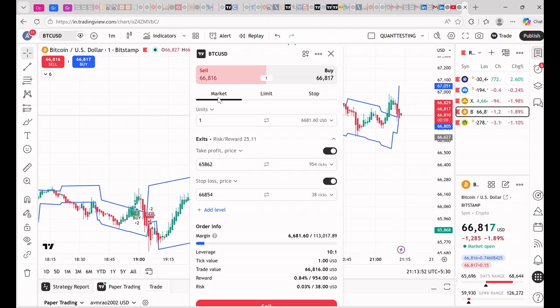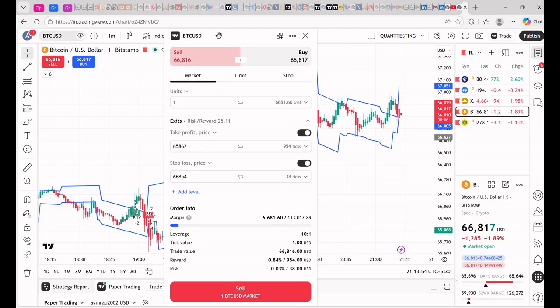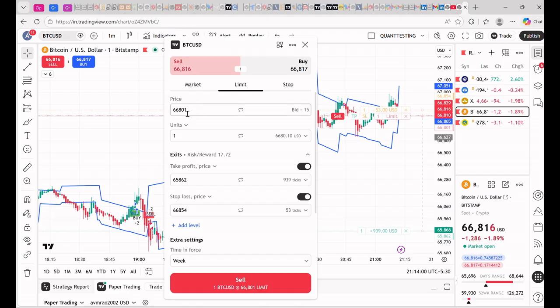Now let us briefly understand other order types. There is something called a limit order. A limit order is used when you want to enter a trade at a specific price level, not immediately. For example, if the current price is lower, and you want to sell only when price reaches a higher level, you can place a limit order. The order will remain pending until that price is reached.